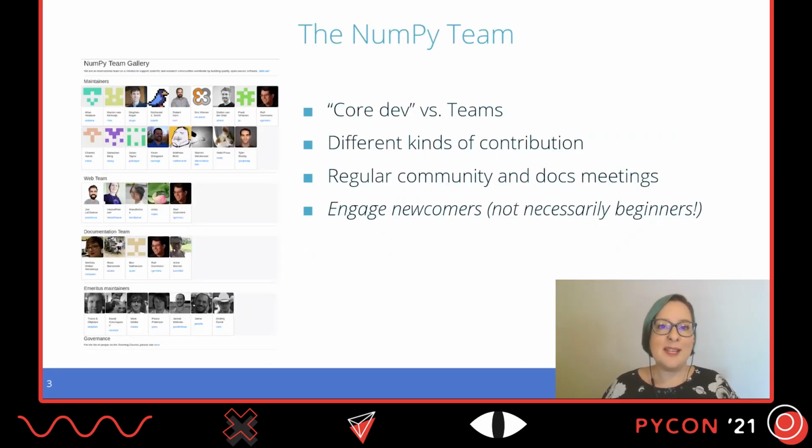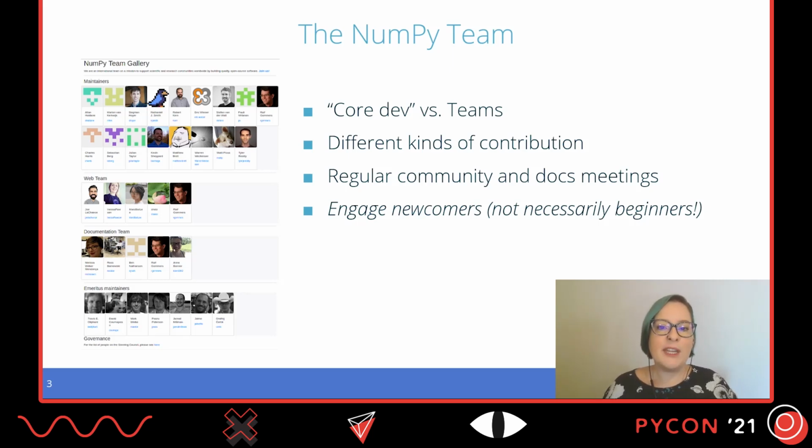The NumPy team has been growing lately. We have been trying to move away from the core dev terminology in favor of teams. So we have a maintainers team, we have a website and a documentation teams with people working on different aspects of our project. This is meant to highlight the fact that we believe all contributions are important and that code contributions are not more important than documentation, website, or community contributions.